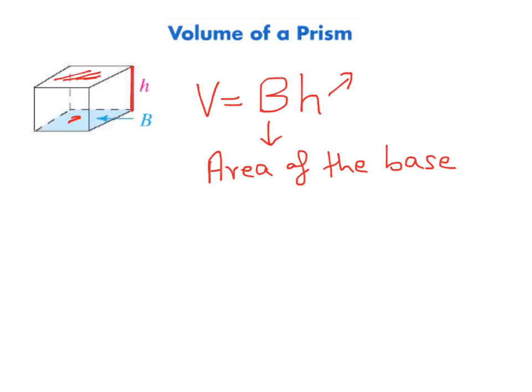So what is the formula to find the volume of a prism? V is equal to BH. And what does the B stand for? Area of the base. And what does H stand for? The height of the prism. And the height of the prism is the distance between the two bases.